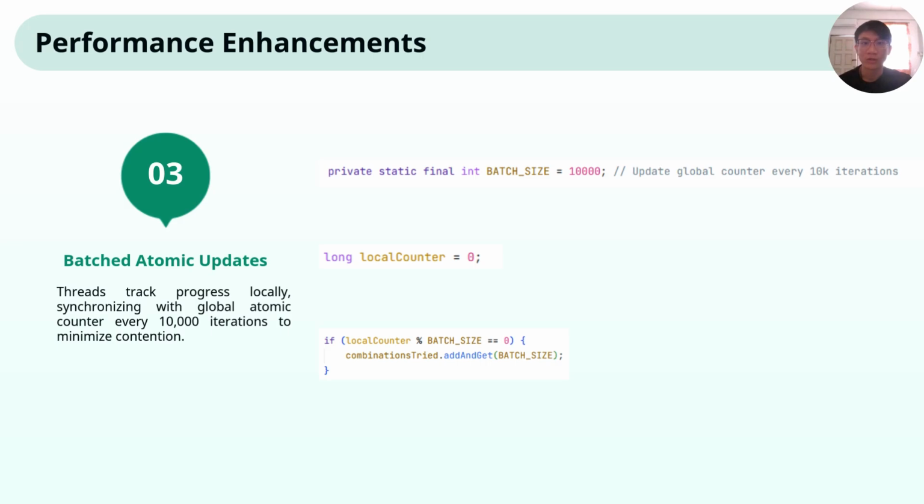The third and most impactful optimization is batch atomic updates. Updating the global progress counter after every single guess would cause massive thread contention, where threads fight for memory access. Instead, we use a local counter within each thread. We only synchronize with the global atomic long once every 10,000 iterations. This reduces locking overhead by 99.99%.